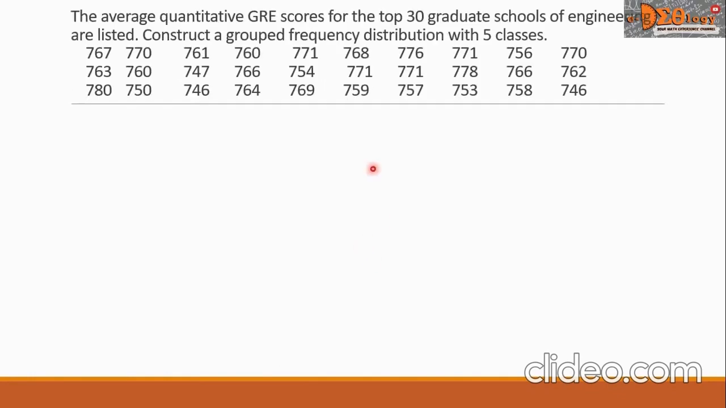Let us see an example. The average quantitative GRE scores for the top 30 graduate schools of engineering are listed. Construct a grouped frequency distribution with 5 classes. We have here 30 raw data representing the GRE scores of 30 graduate schools of engineering. And let us now construct a group frequency distribution.